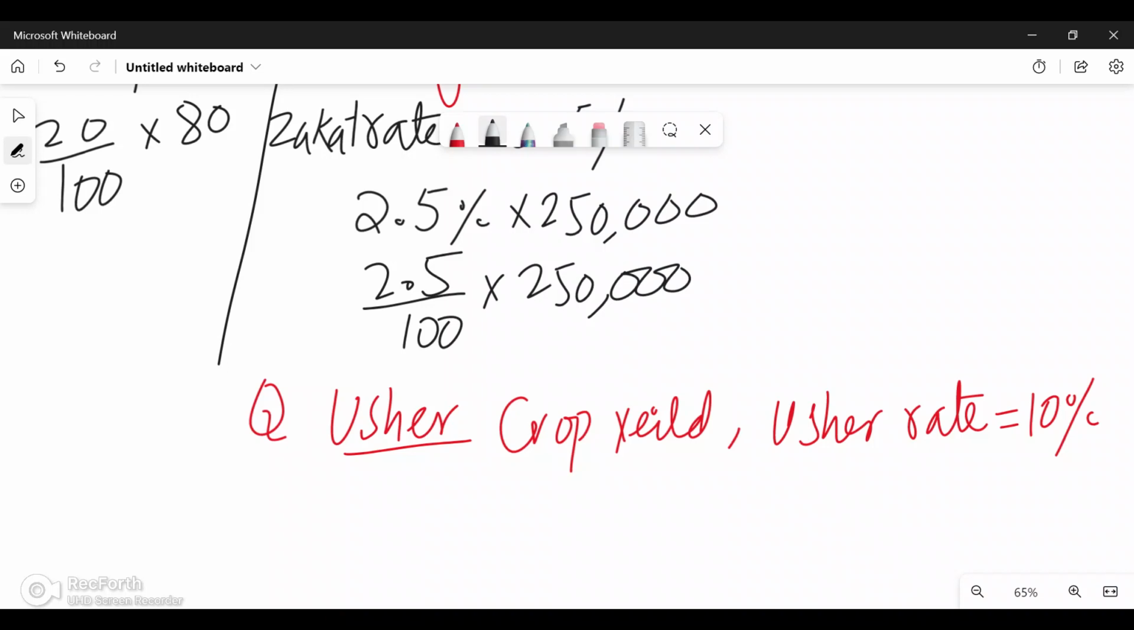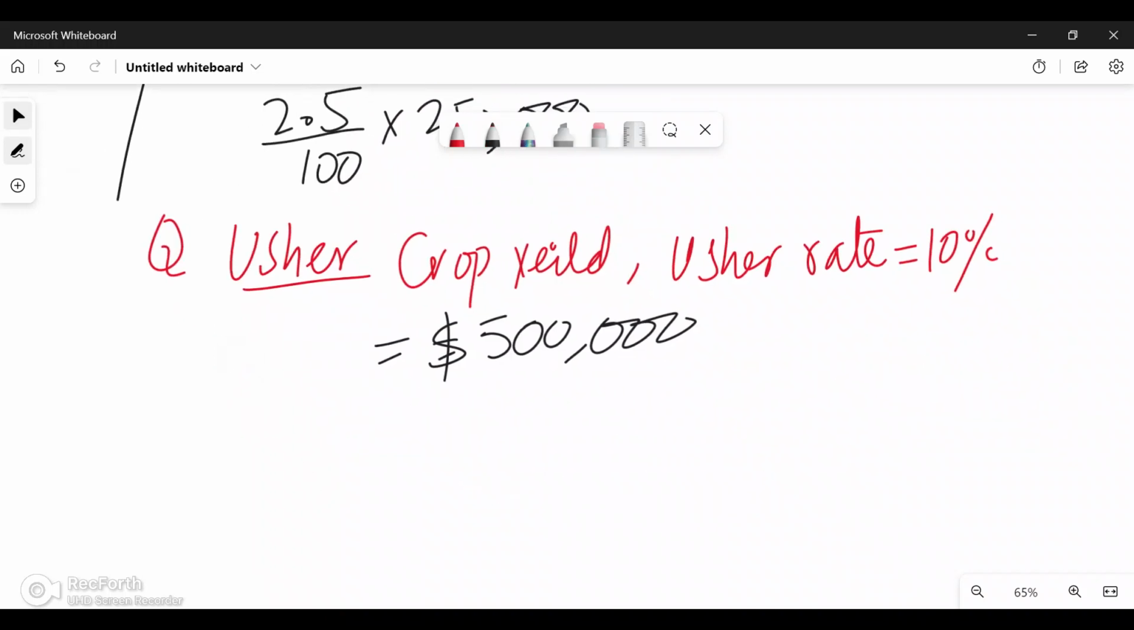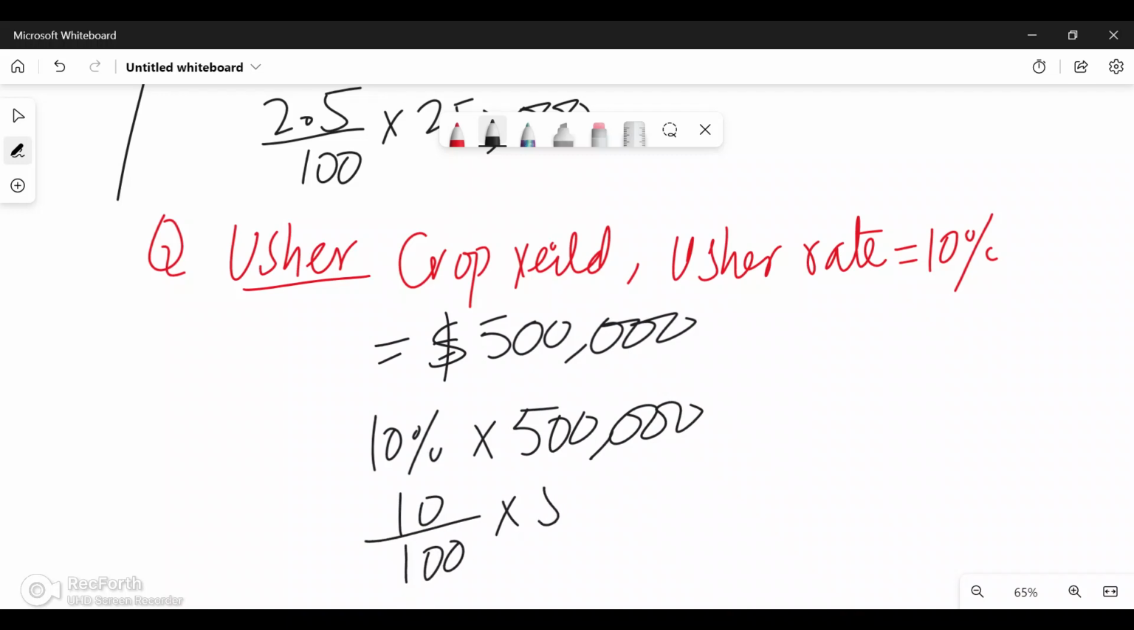Like you harvested a crop on your farm, you have many farmlands, so you are yielding some crops. The total value of your crop is $500,000. After selling in the market, you have got this amount. This is the total value. Now you want to pay the usher. The usher rate is 10%, so you are supposed to pay 10% of your value, that is 500,000. So 10 over 100 multiplied by 500,000.